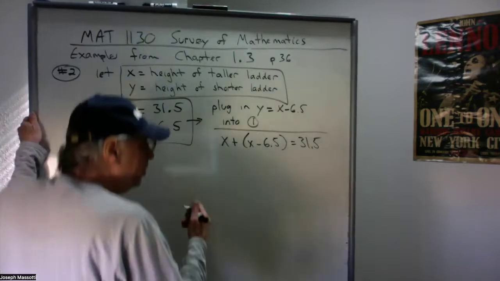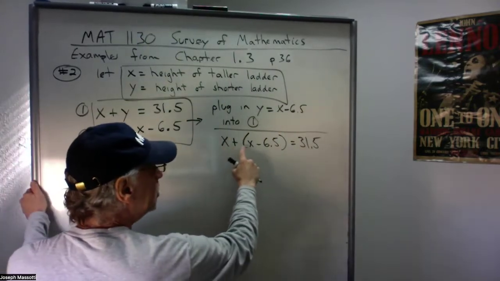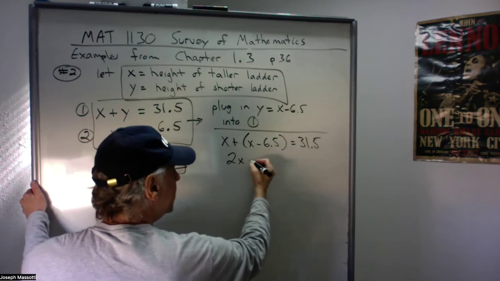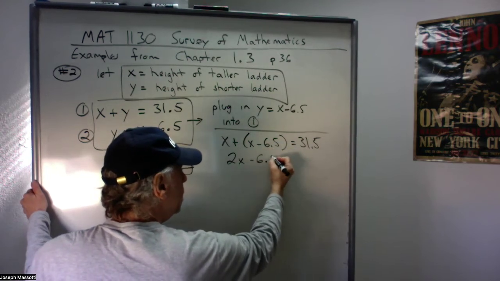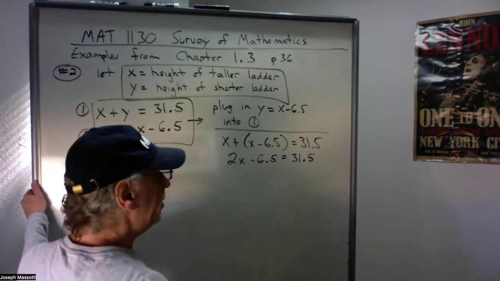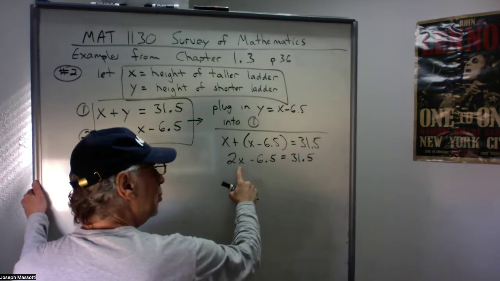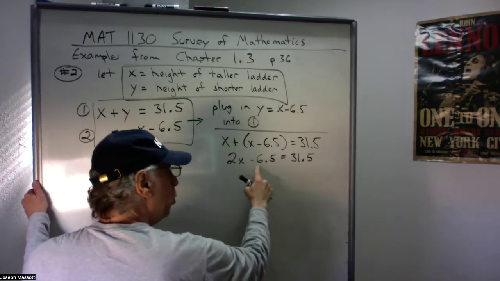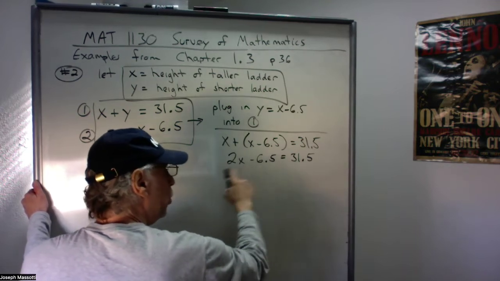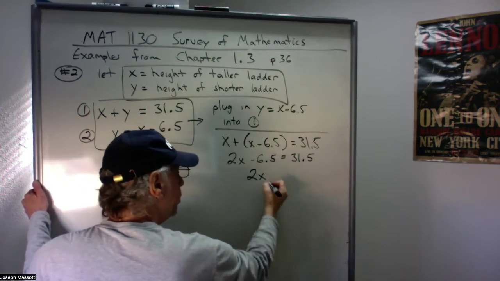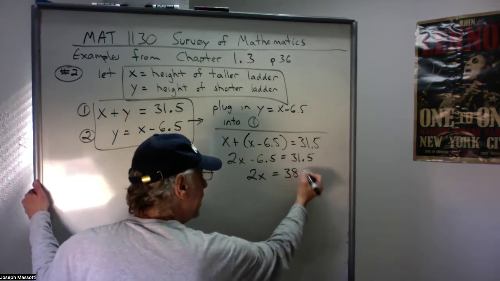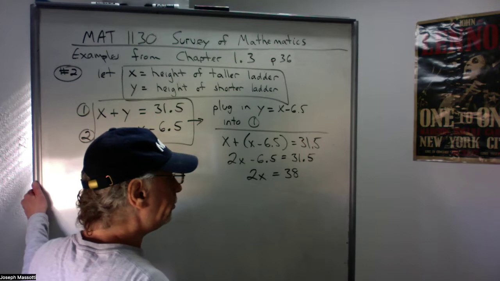So hopefully this is not too difficult to solve. We add x plus x to get 2x. We're adding a negative 6.5. And we're setting that equal to 31.5. And then we're isolating the term with the x, so we're going to add 6.5 to both sides of this equation. If I add 6.5 to this side, I'm left with 2x. If I add 6.5 to this side, I'm left with 38.